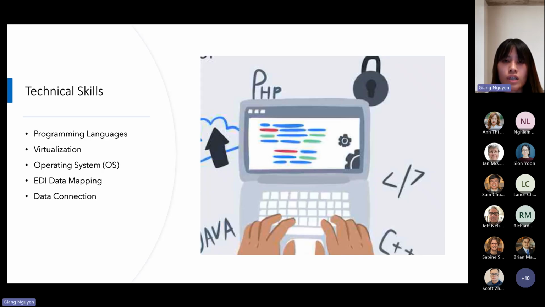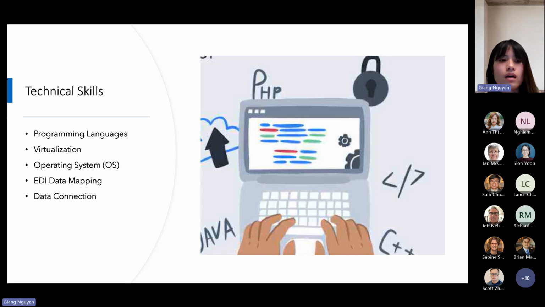Here are some technical skills that I applied during the internship. Some programming languages that I used, like Python, scripting language to create the automation jobs. Also, to create a database, I used PostgreSQL. Virtualization, like working with virtual machines.